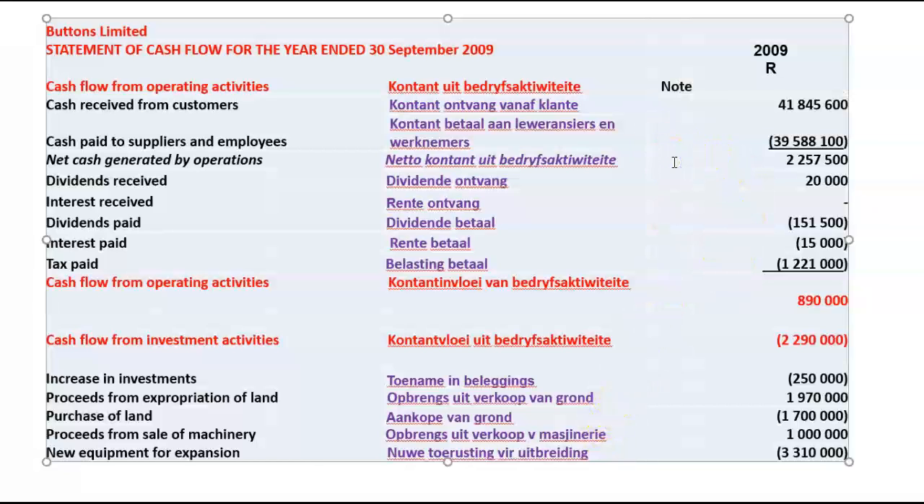Note is here. Three. It is our net cash generated by operations. That is where the note should be. Okay, so let's start then to do number one, cash received from customers.